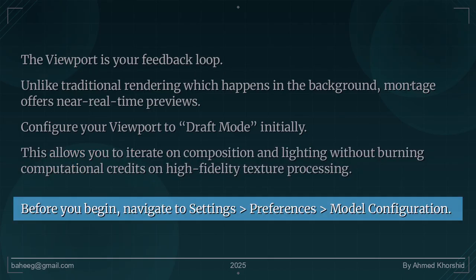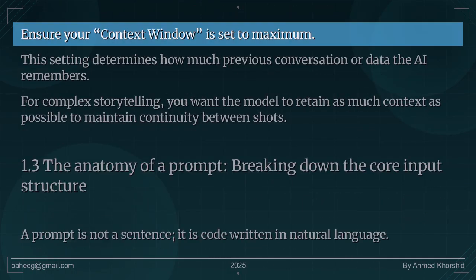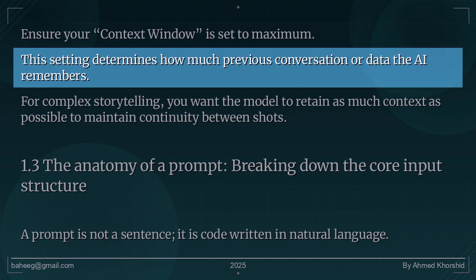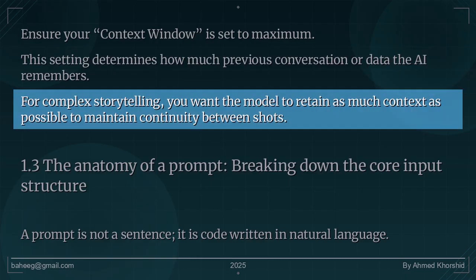Before you begin, navigate to Settings, Preferences, Model Configuration. Ensure your context window is set to maximum. This setting determines how much previous conversation or data the AI remembers. For complex storytelling, you want the model to retain as much context as possible to maintain continuity between shots.